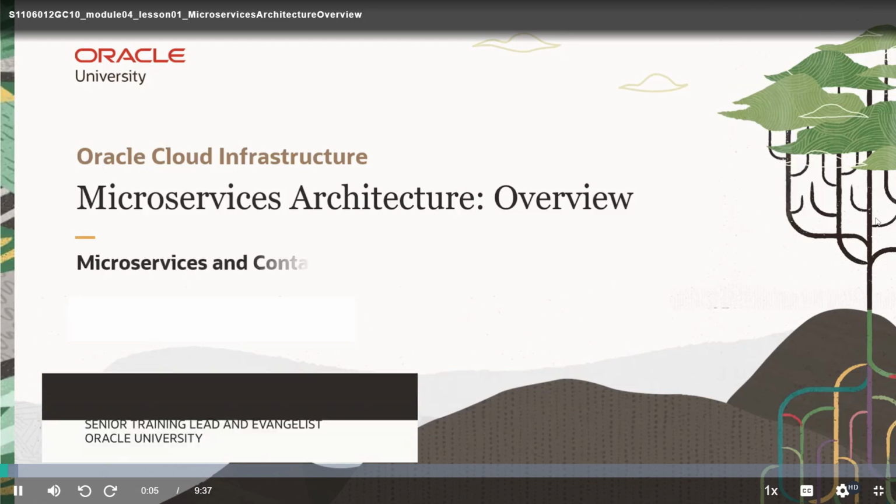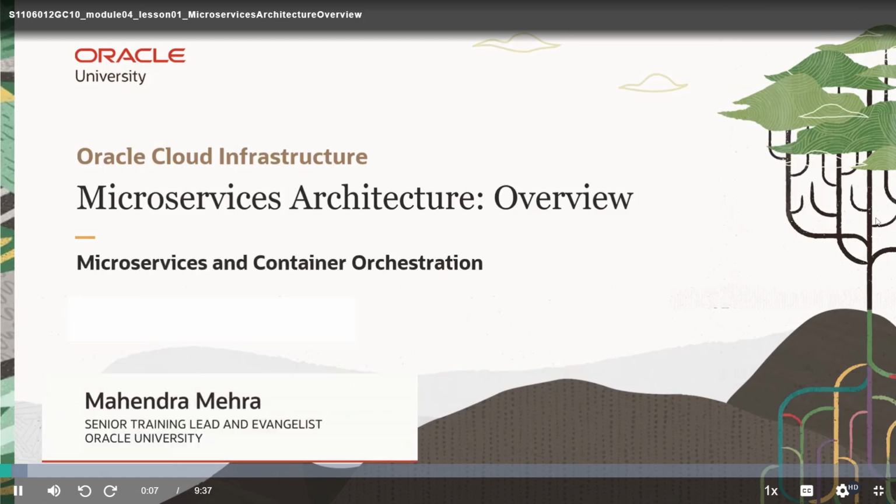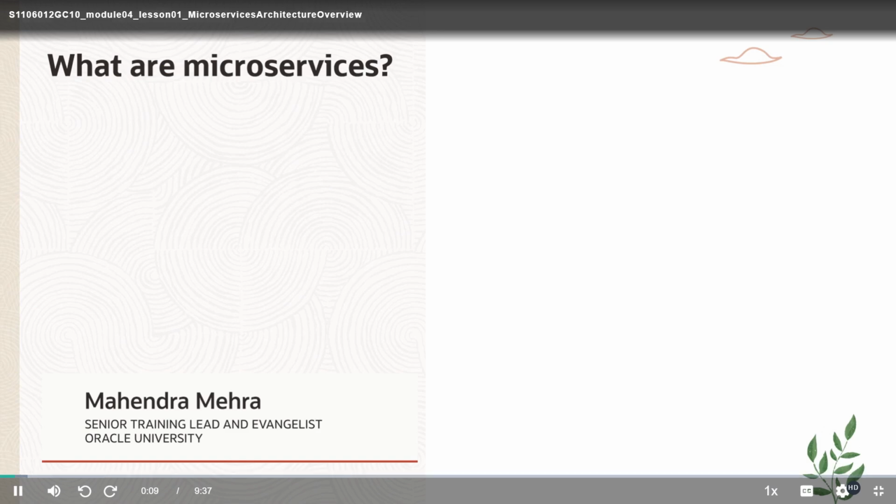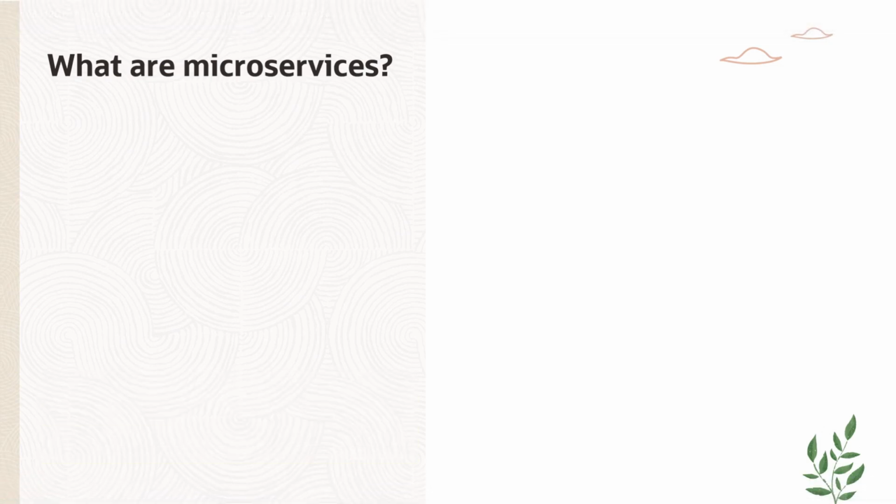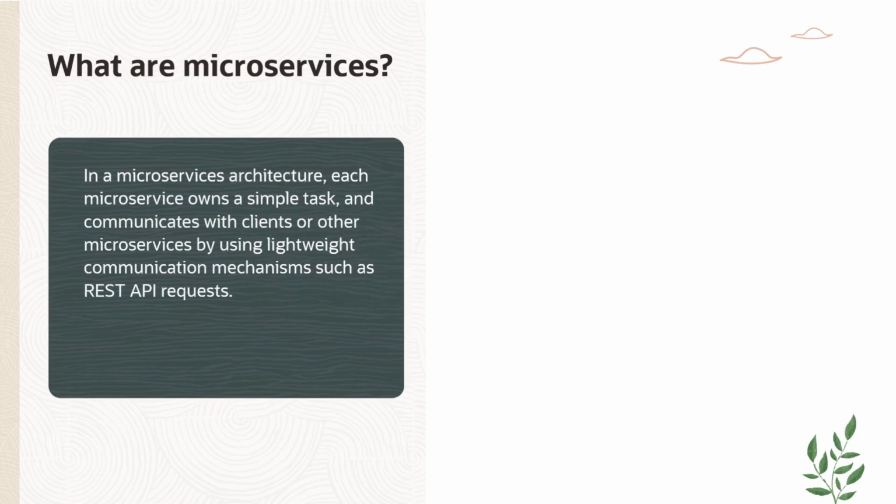Hello and welcome to this lesson on microservices architecture overview. Let's start by understanding what microservices are. The term microservices is generally meant to describe an approach to software development that involves decomposing application functionality into individual components that can be deployed separately from each other and typically communicate via application programming interfaces or APIs.